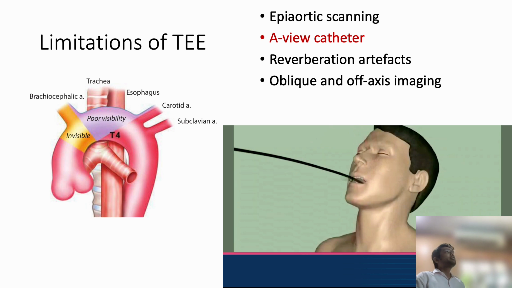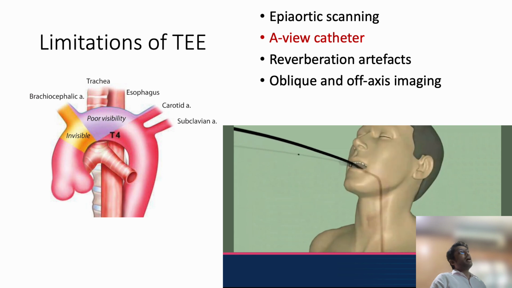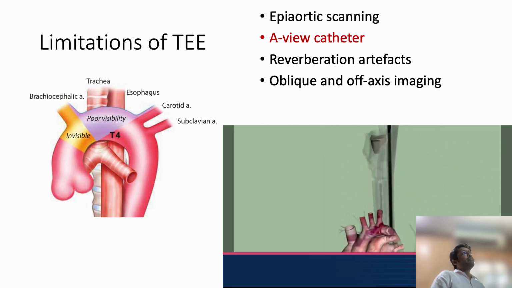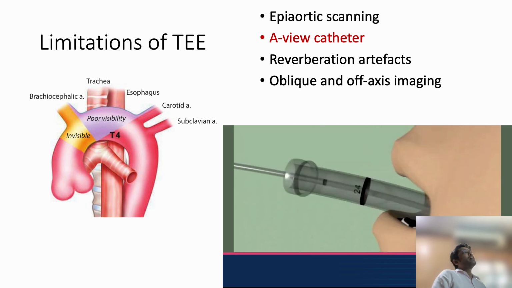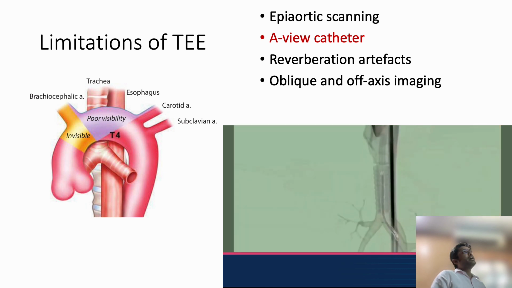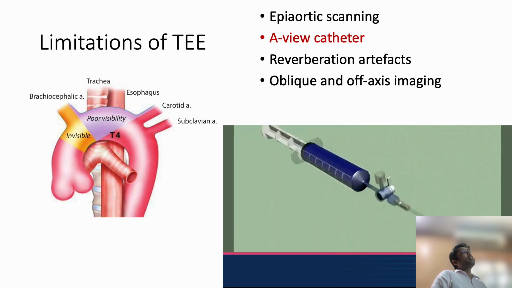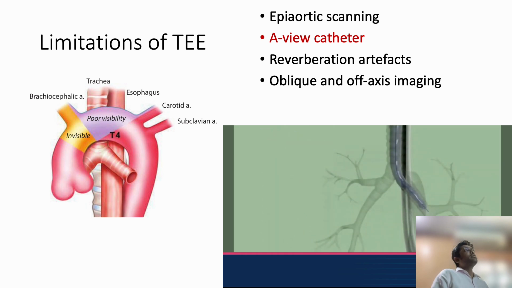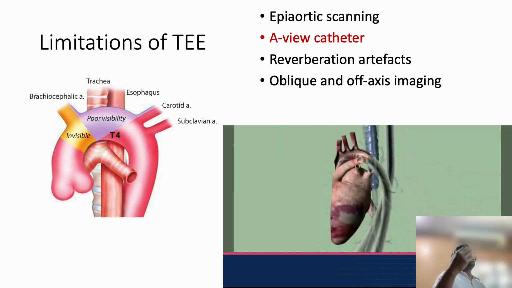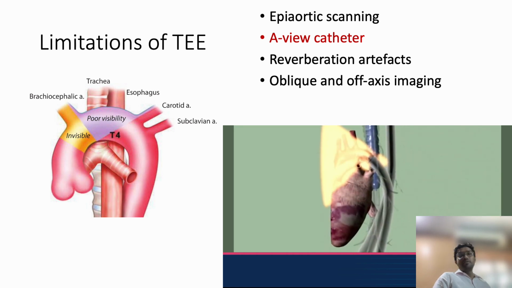And another thing we can do is the A-view catheter, used along with this TEE probe, where we put a balloon-like thing in the bronchus and put saline so that the air interface does not come in between the TEE probe and the heart.